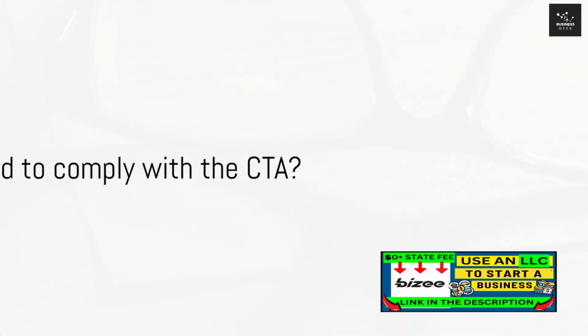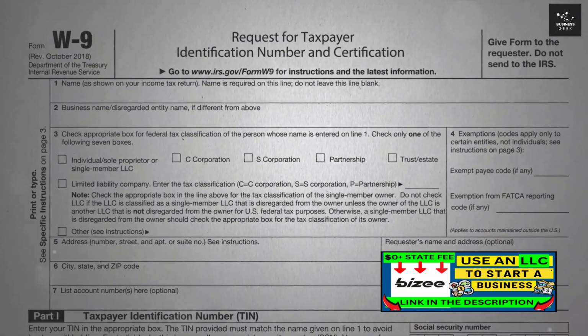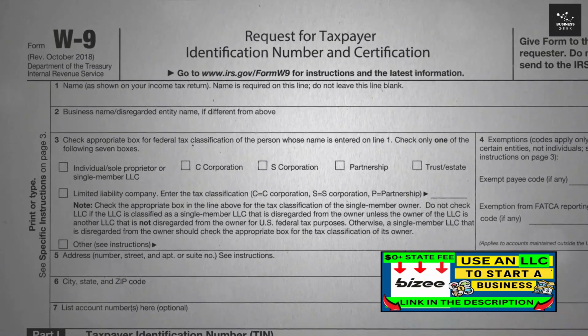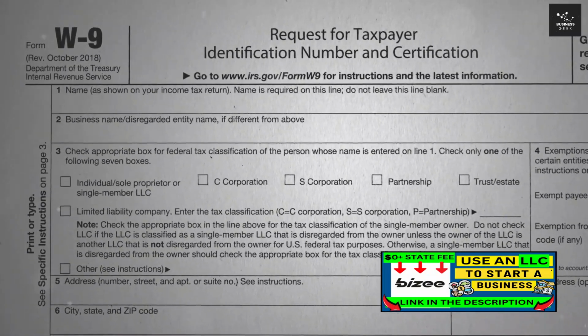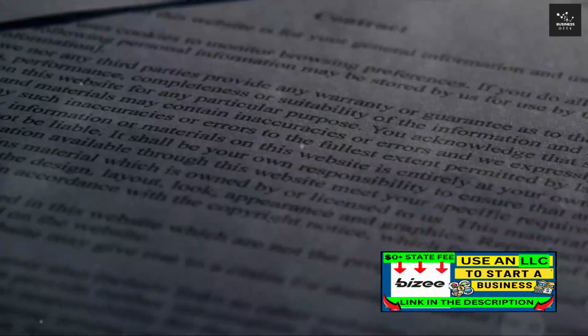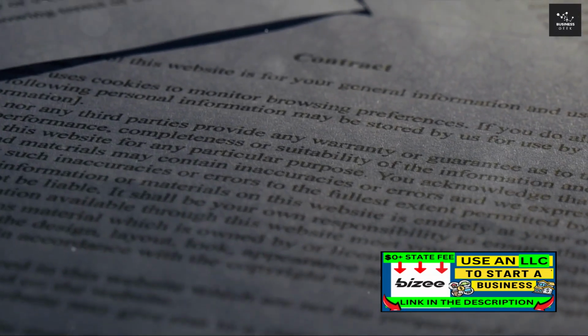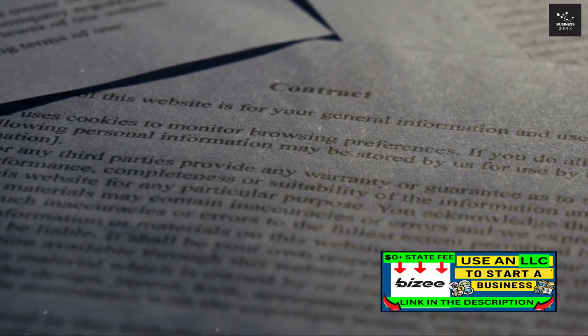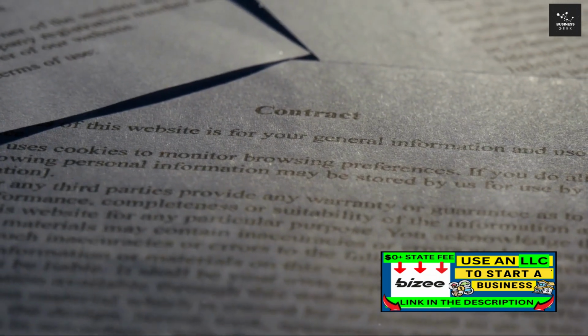So, does the Corporate Transparency Act apply to you and your business? Well, let's delve into that. The Corporate Transparency Act, or CTA, primarily applies to corporations, limited liability companies, and other similar entities created under the laws of a state or Indian tribe. It's applicable to companies that are registered to do business within the United States.